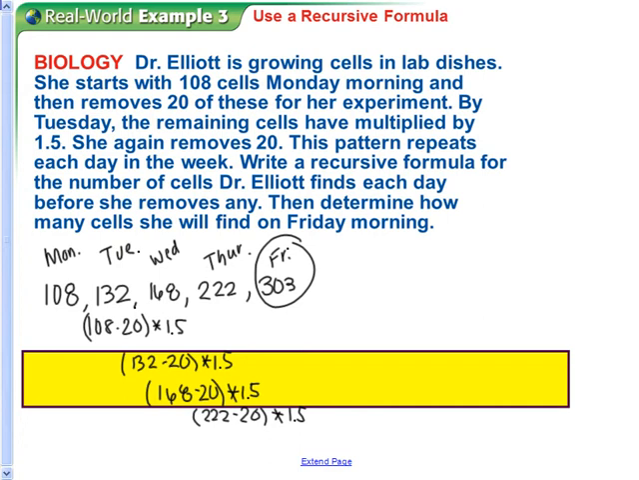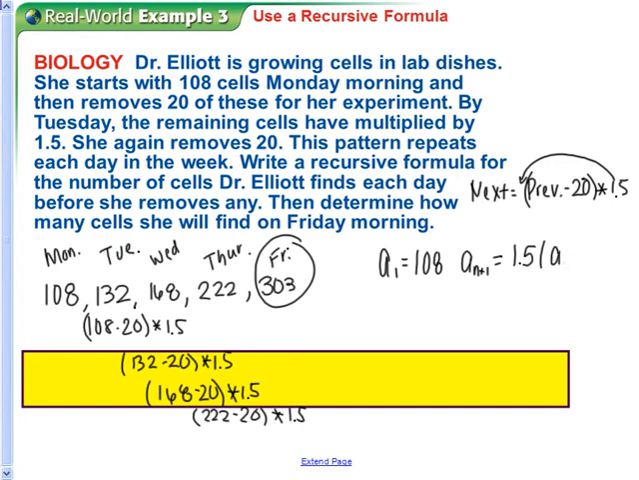Okay, how do we write a formula for this? Well, first of all, we say what A sub 1 is. Our first amount is 108. Okay, so what did we do to figure out our next? We took our previous answer minus 20 and we times it by 1.5. Generally, though, when we write out a formula, we're going to put that 1.5 in the front. So what we would say is A sub n plus 1 is 1.5 times our previous, which was A sub n, minus 20. So there would be our recursion formula, and 303 is what we would find on Friday.